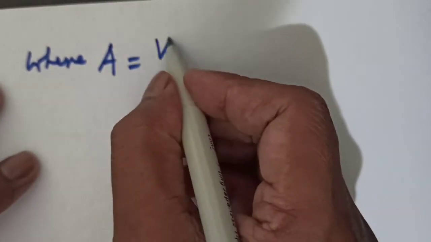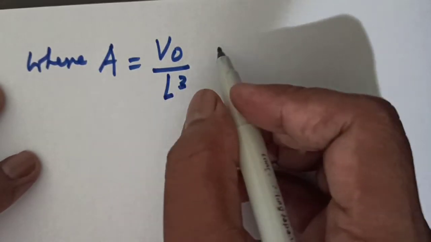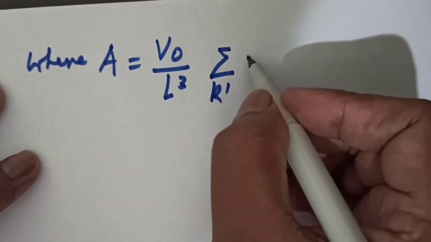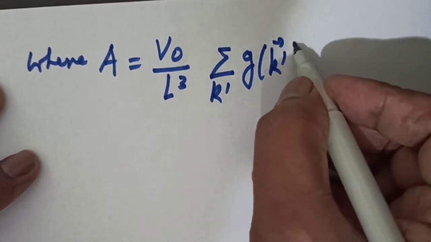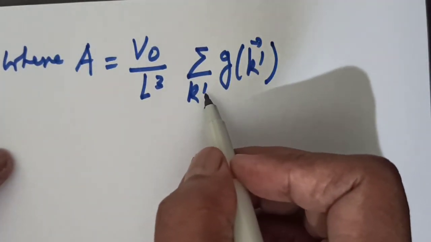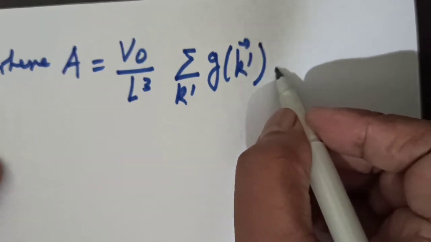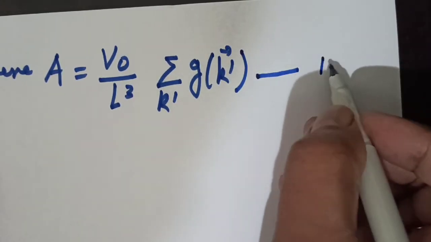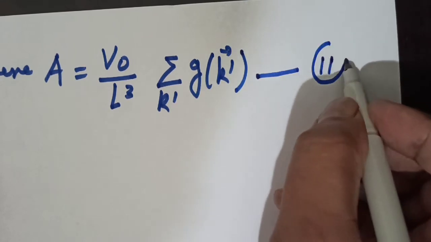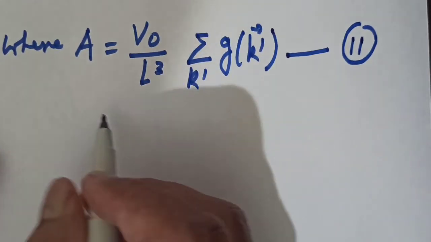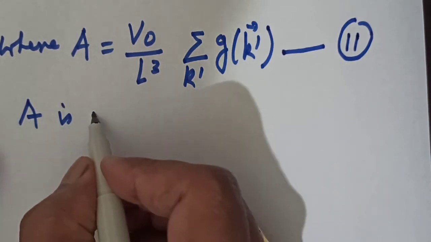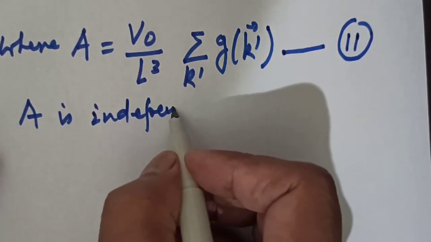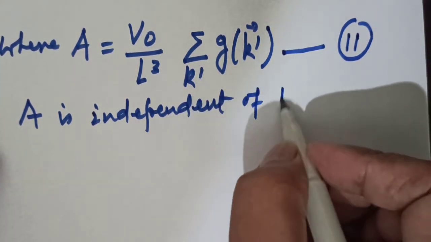Where a is equal to v naught upon L cube, summation going over all values of k prime gk prime. So this I write as equation number 11. Now a is independent of k.